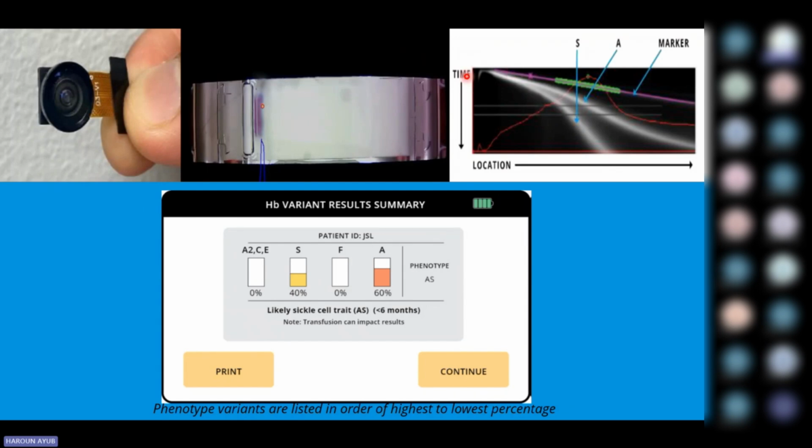If you give it a lot of time but there is no movement at all, that's represented by the A2CE. Then you'll have the S, then the F, and then the A band. Usually A is the one that moves much further, and it's represented as this particular band. Then you have the marker fluid. Remember, as I said, the marker fluid is calibrated to move at a certain speed, and the software will pick out at what speed it was moving to confirm that it was okay.